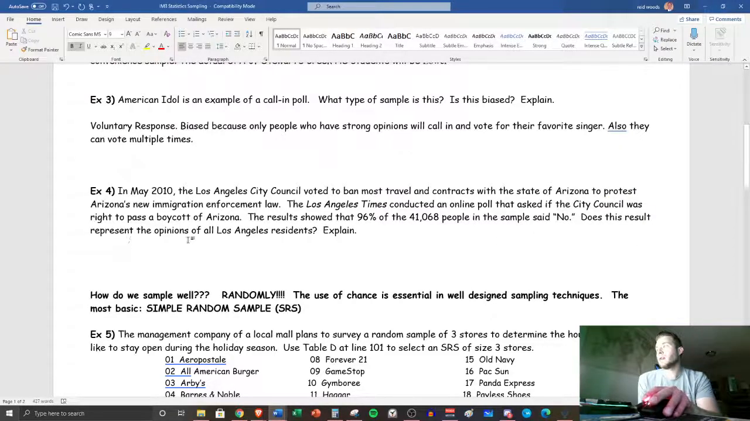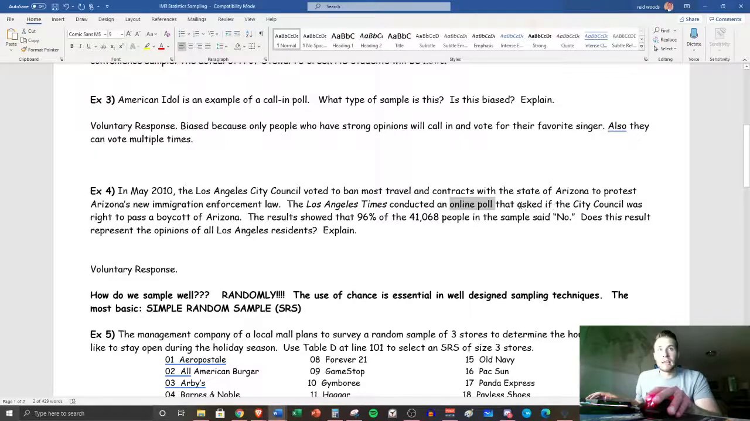Does this result represent the opinions of all LA residents? Well, this is what you would call a voluntary response. This is an online poll, so really anyone could reply to this. It doesn't even matter the state. What if people from Arizona went online to this poll? People from Arizona would probably be pretty mad, and they would say, oh no, they were not right.